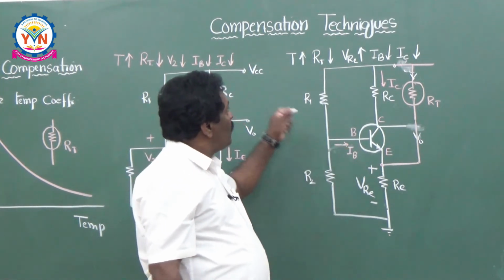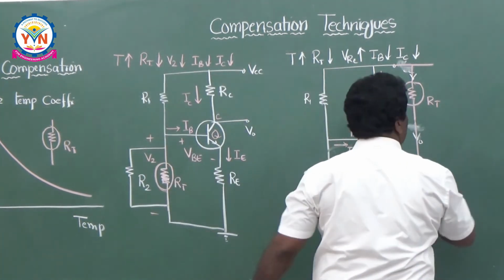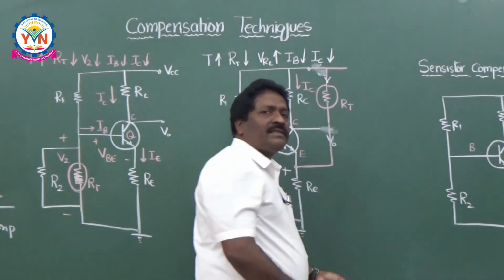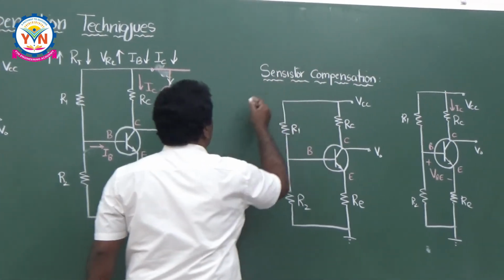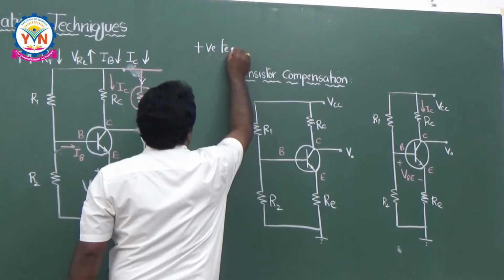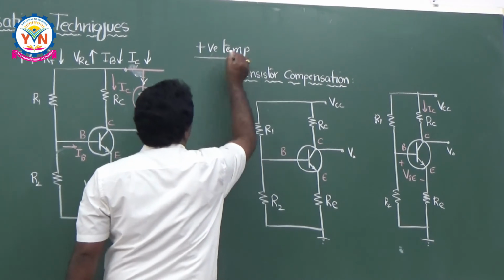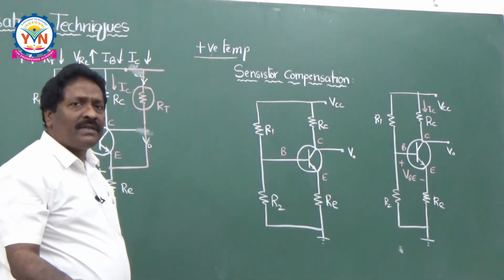Here one more device is there which is just opposite to the thermistor, that is nothing but the sensistor. The sensistor has a positive temperature coefficient of resistance, whereas the thermistor has a negative temperature coefficient of resistance. So what is the meaning of positive temperature coefficient of resistance?